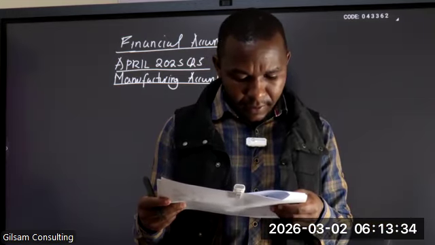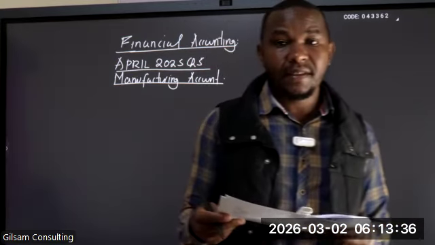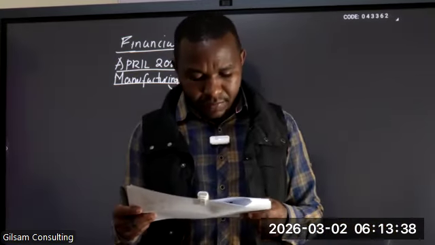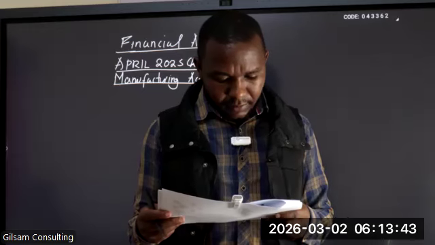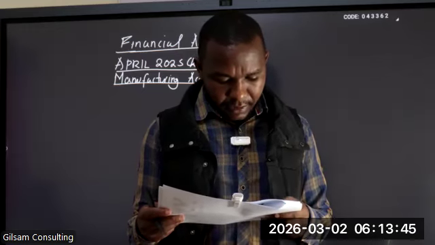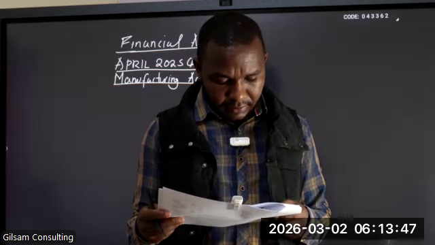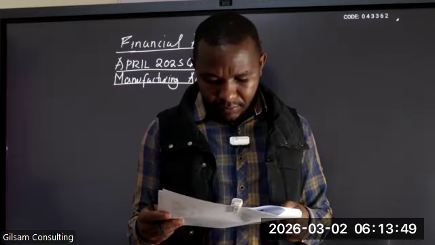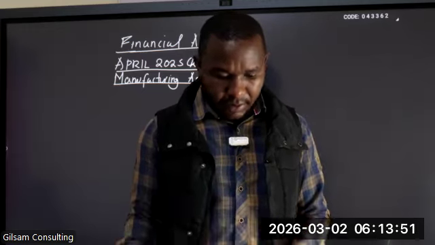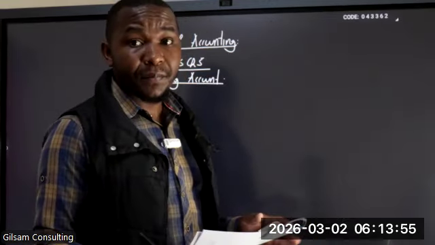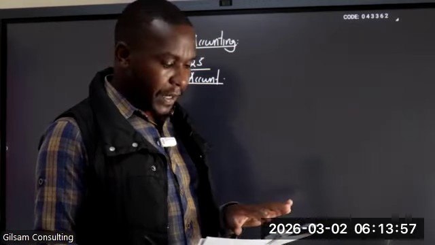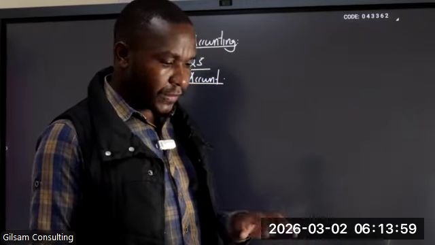So this is a published account, but under manufacturing. Then we'll have to do another one because we have not done the published. So when we are done with the published, then we can be able to do this one.